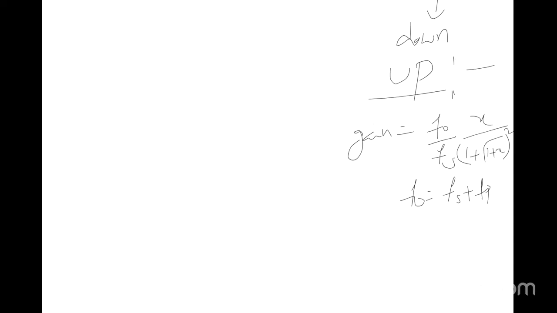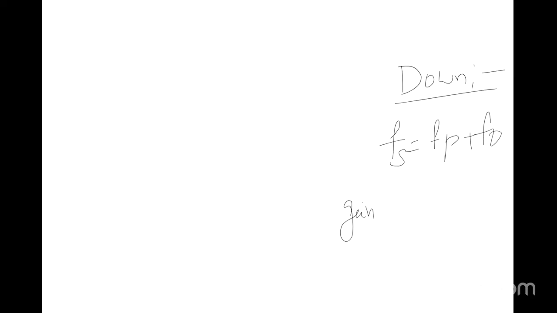Next it comes to the parametric down converter. In the parametric down converter, what are the things we have to concentrate on? We have Fs equal to Fp plus F0. From this, write the formula of power gain. Power gain formula equals Fs by F0 times x by (1 plus the square root of 1 plus x) whole square. So, this is the formula of the parametric down counter.